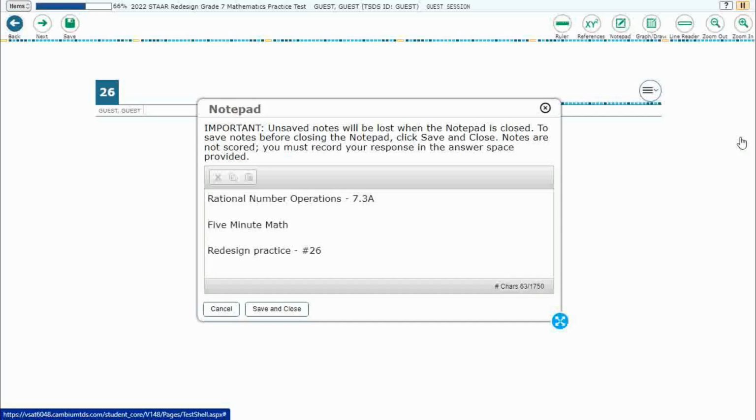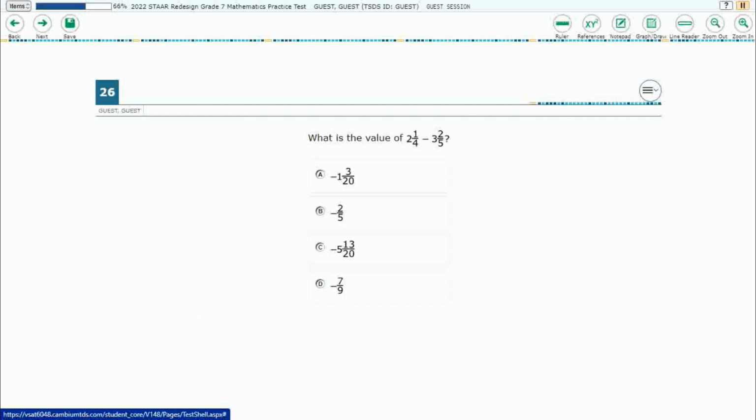Today we are looking at the 7th grade concept of rational number operations. This is standard 7.3a in the great state of Texas, and we are using item number 26 off the Redesign Practice Online STAAR test. If you haven't done so already, please go ahead and take a moment to pause the video, work this problem out on your own, unpause it, and we will look at our answers together.